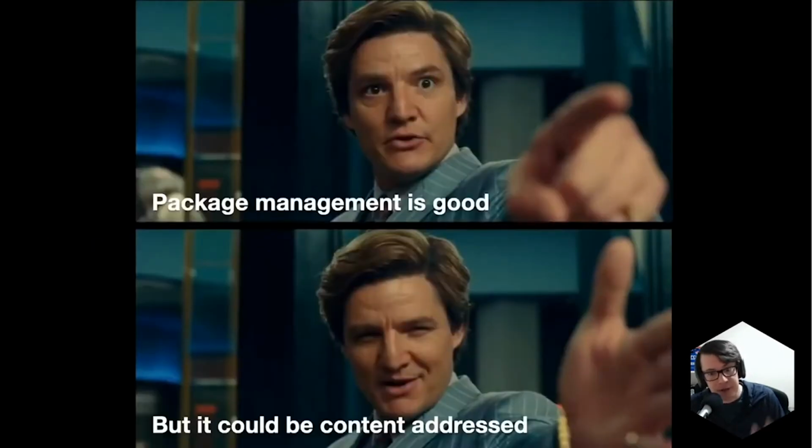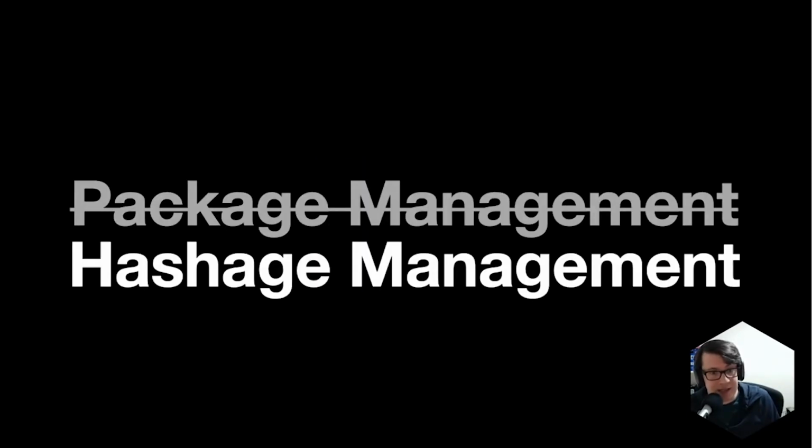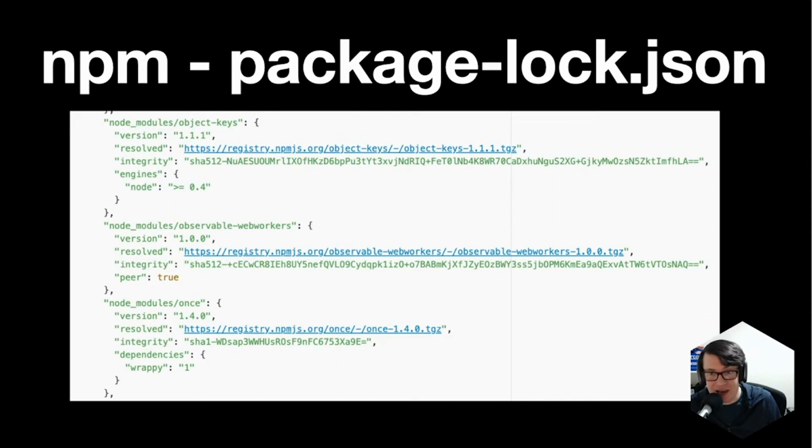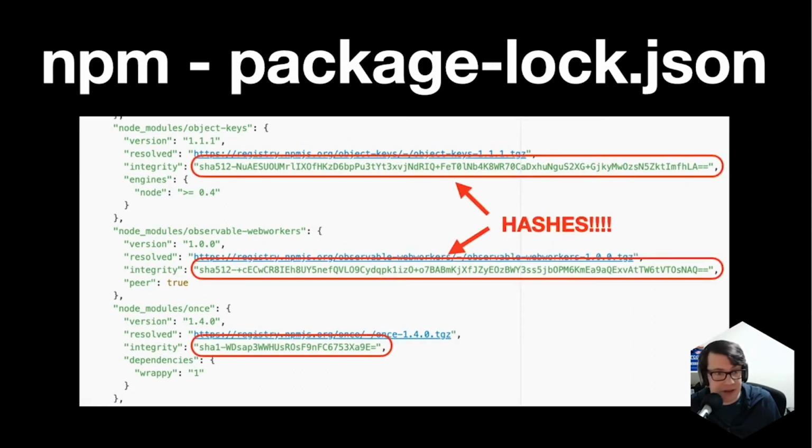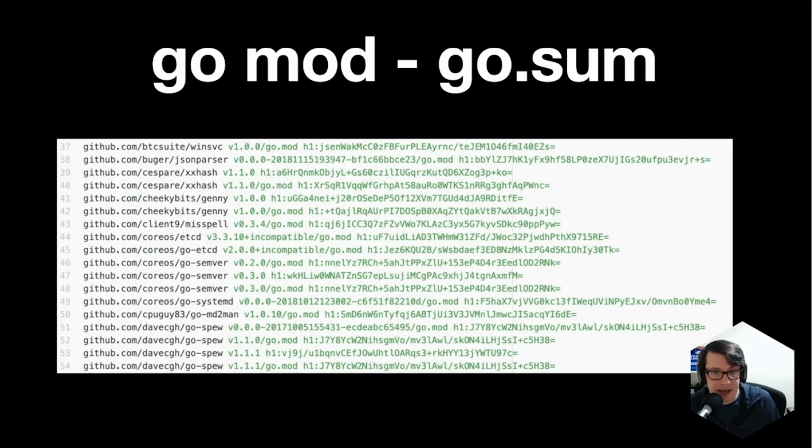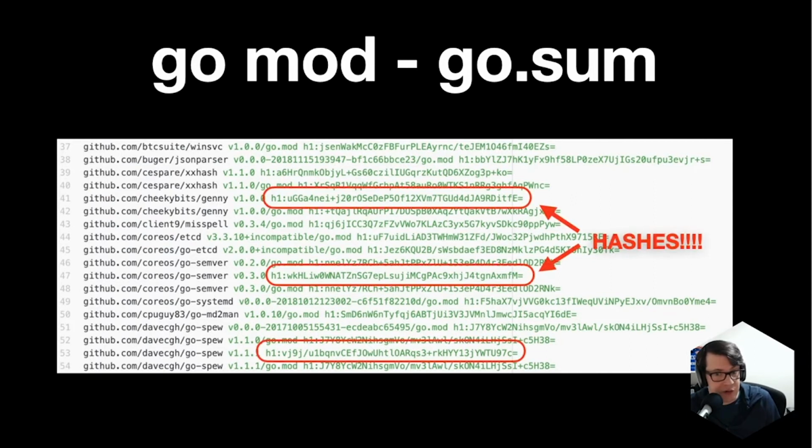Package management is good, but it could be content addressed. As we know, IPFS loves hashes. There's hashes everywhere. We want to hash the world. Package management, or should I say Hashage management, also is heavily involved in hashing. There's hashes all over the place. You might have seen hashes in your package lock file if you're using NPM. You might have seen hashes in your GoSum file if you're using Go modules.